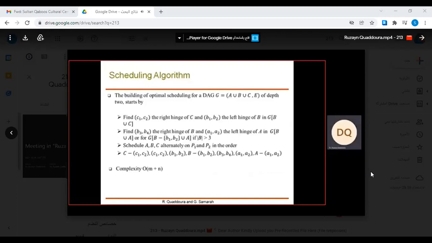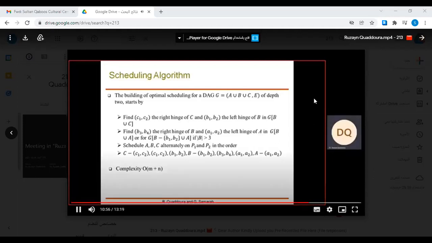So the building of optimal scheduling for a graph J equal to A union B union C, where we call A of depth 2, starts by finding the right hinge C1, C2 of C and the left hinge B1, B2 of B in the adjacent subgraph J, B union C. Then find the right hinge B3, B4 of B and the left hinge A1, A2 of A in the adjacent subgraph J, B union A, or for the subgraph J, B minus B1, B2 union A, if B is greater than 3 in the last case.